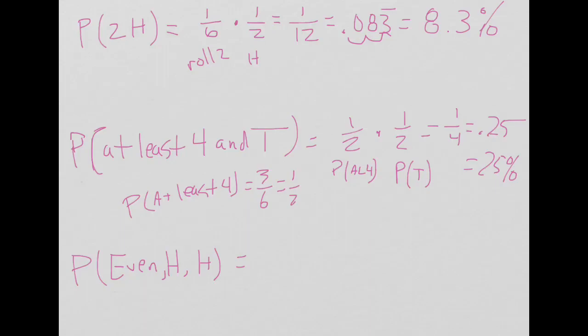Problem 2C now. Now we're saying we're going to roll the die and we're going to flip that coin twice. And we want to know what's the probability of getting an even number when we roll the die and then 2 heads in a row. So think first about the probability of getting an even number when you roll a die.